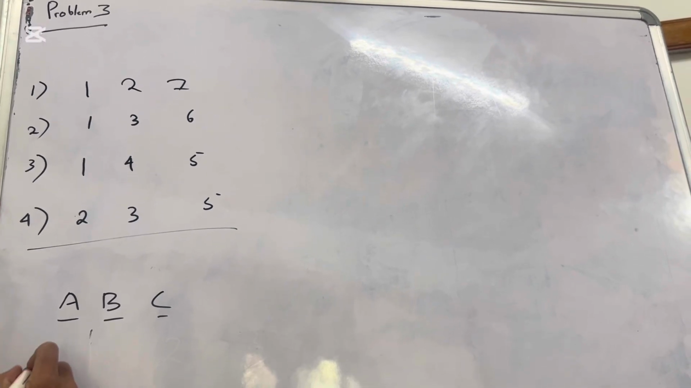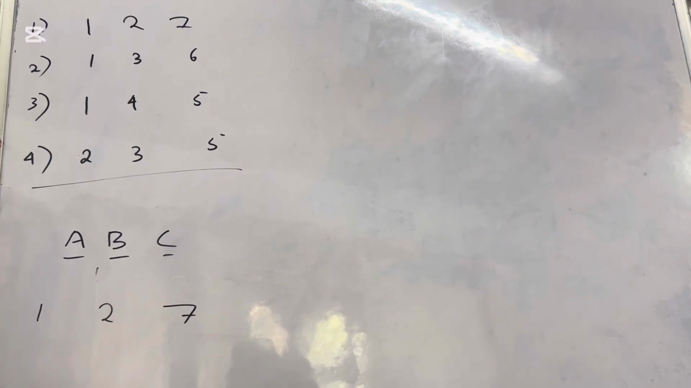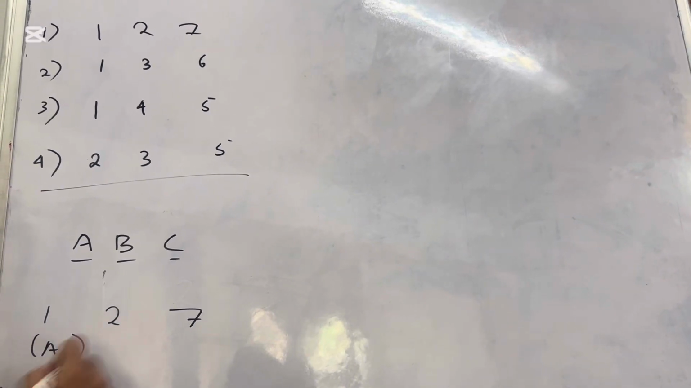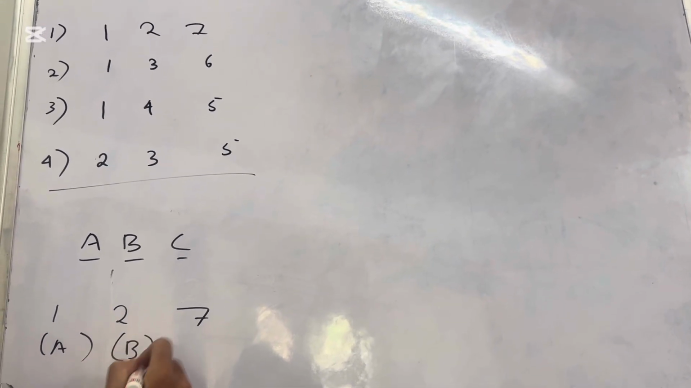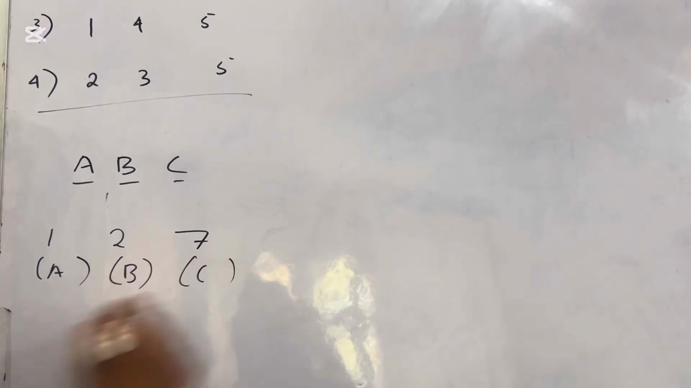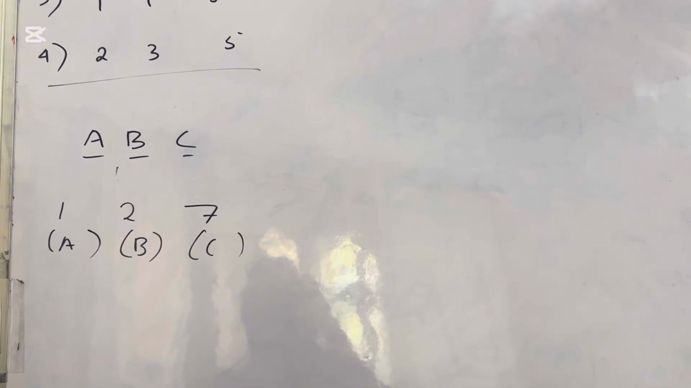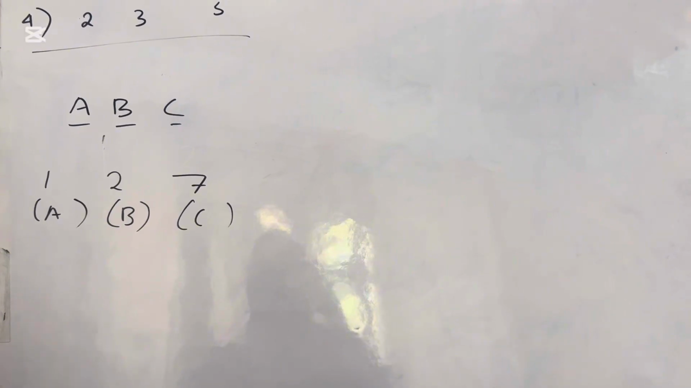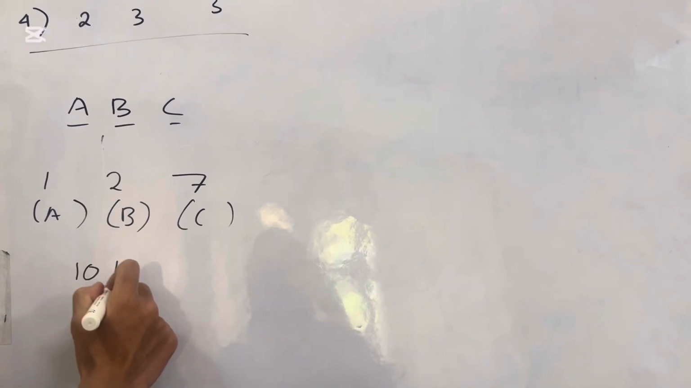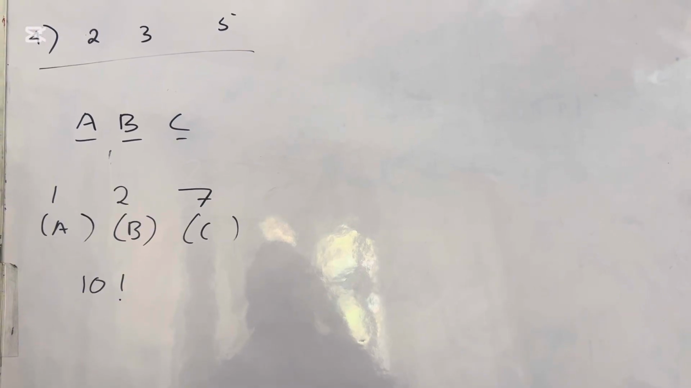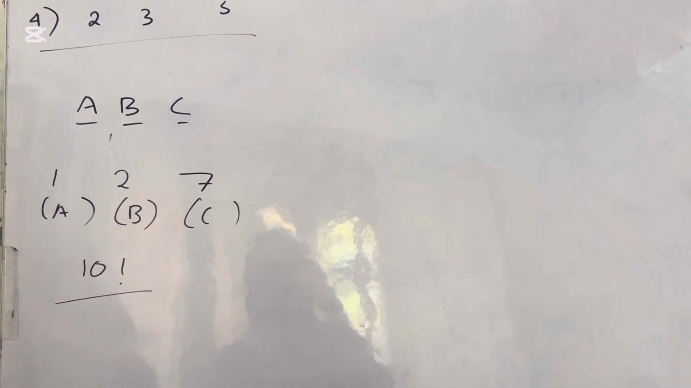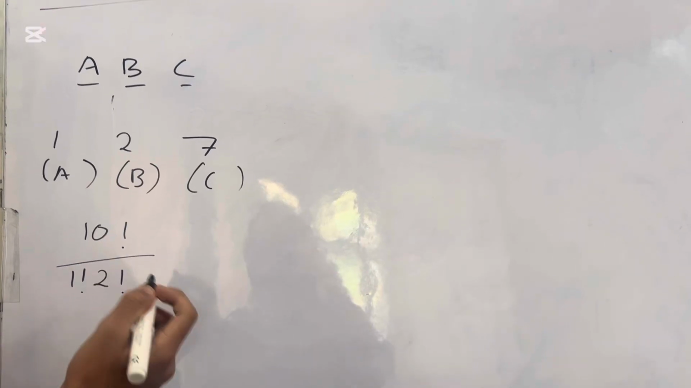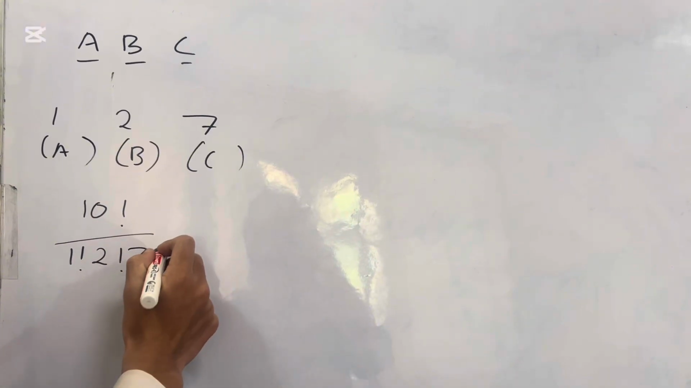So we have 1, 2 and 7. Over here, we'll give 1 mansion the variable A, 2 mansions the variable B and 7 mansions the variable C. Now to count the number of ways in which we can assign these variables, it's simple. We have 10 factorial ways of assigning the variables, but we have 1 A, so we divide by 1 factorial, we have 2 B, so we divide by 2 factorial, and we have 7 C, so we divide by 7 factorial.